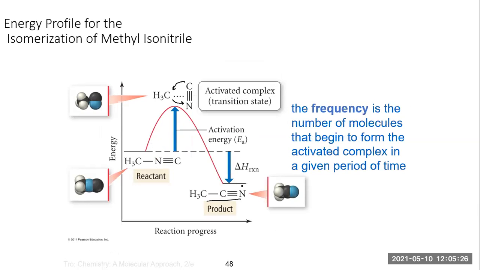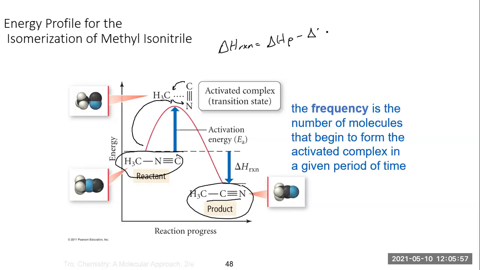Now, the frequency, again, is the number of molecules that begin to form activated complex in a period of time. That's that frequency factor. It's that group of molecules that really do have enough energy to get up to the top of the hill and start this process. The overall delta H of the reaction is basically the difference between our reactants and our products. So that's where we get our delta H of this reaction: the delta H of the products minus the delta H of the reactants.